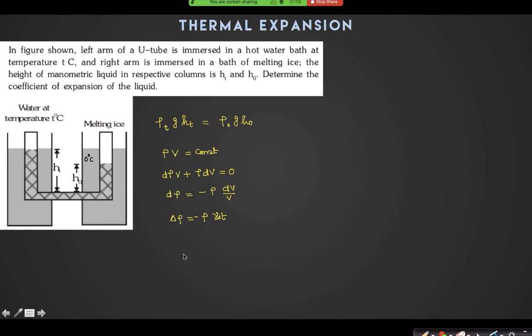So actually the density after temperature T will become less than what it was at 0 degree Celsius, by 1 minus gamma delta T.